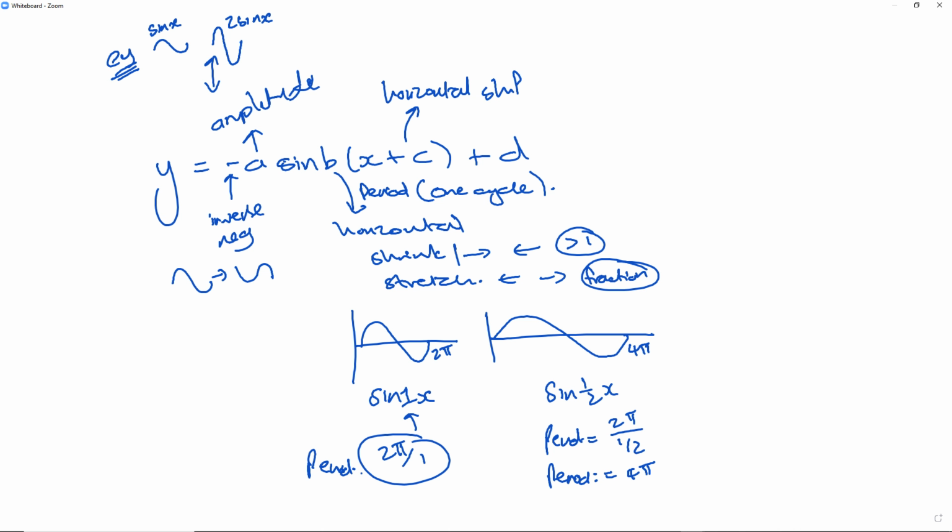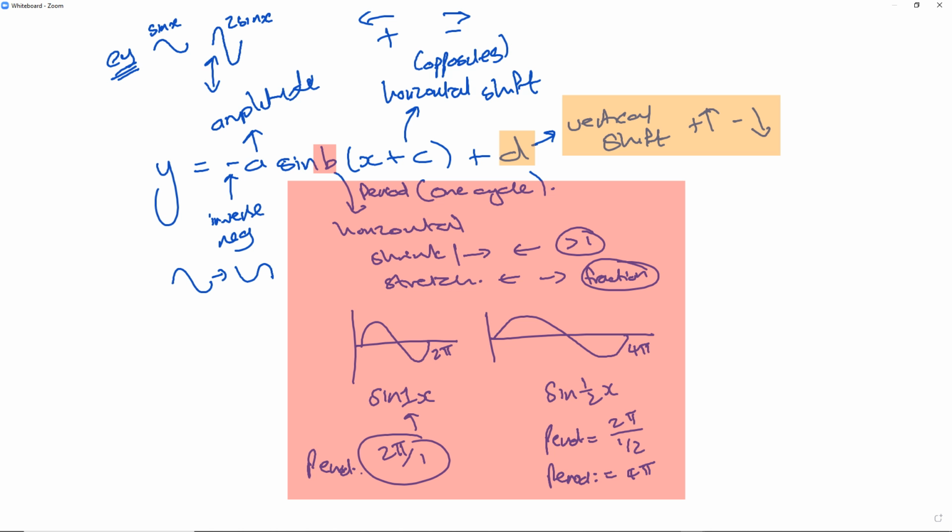Opposite sign plus c, this is your horizontal shift, moving the whole graph left. So again, positive is left, negative is right. And then lastly, a vertical shift, which is going to be positive up, negative down.